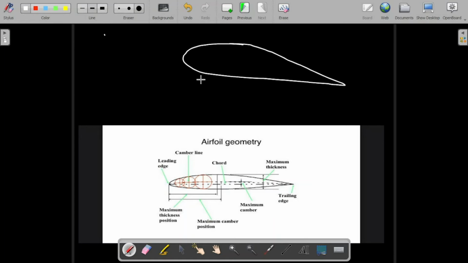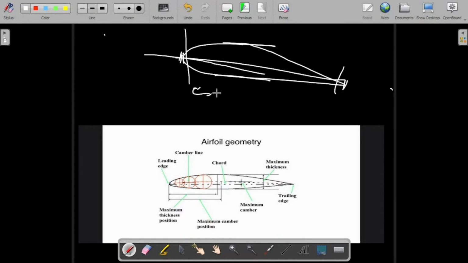So first is the chord line. This point is called the leading edge, this point is called the trailing edge, this is the upper surface, and this is the lower surface. When you join a straight line from the leading edge to the trailing edge, the length between them is known as the chord.